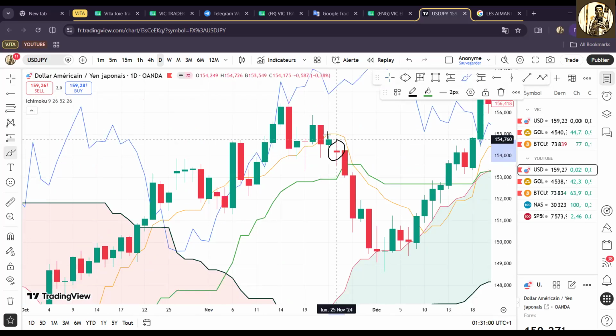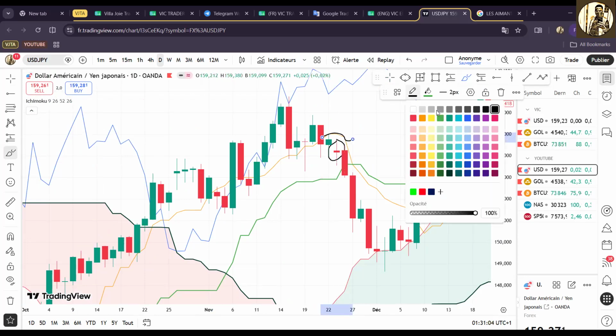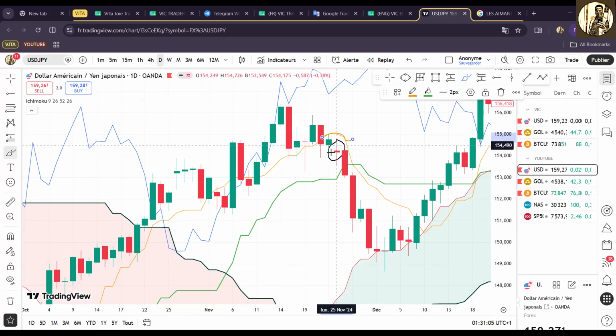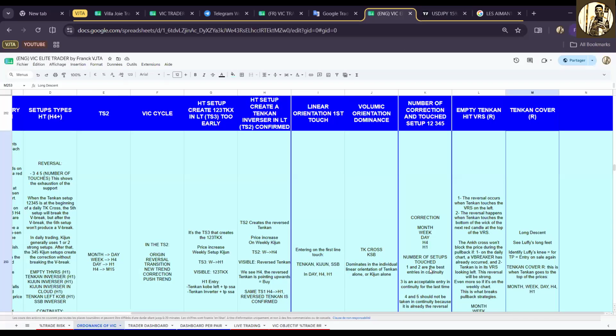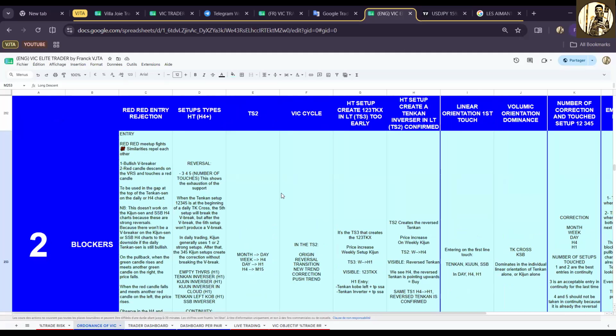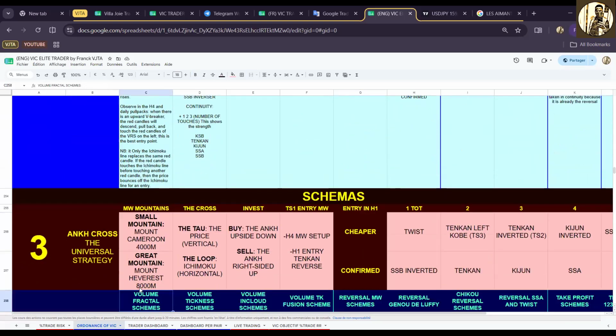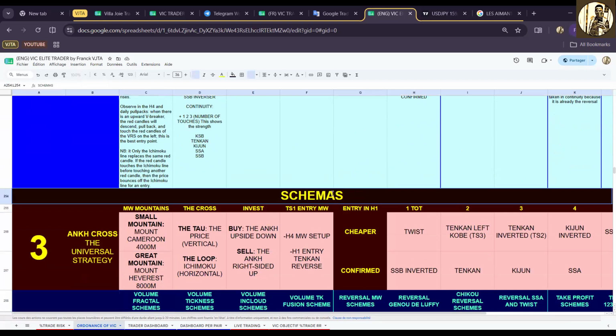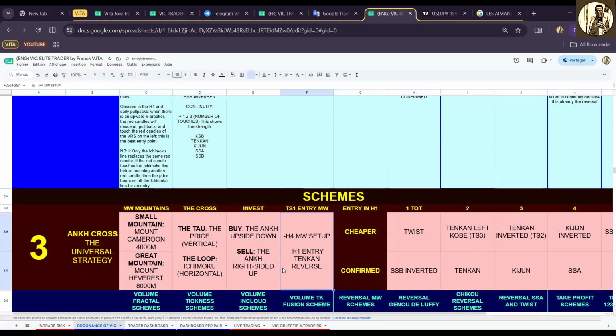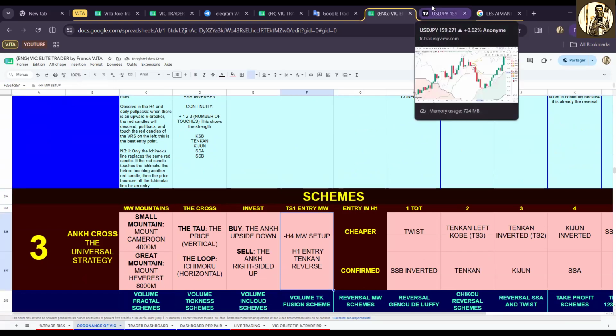We also have this one. The Tenkan is above like this, and then the candle, you see, it gives 0% chance for the candle to go up, and 100% chance for the candle to go down. That's what blockers are. So let's now look at schemes.